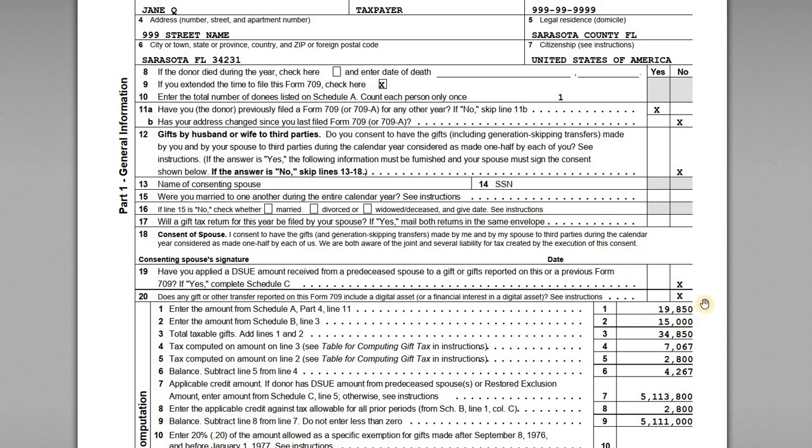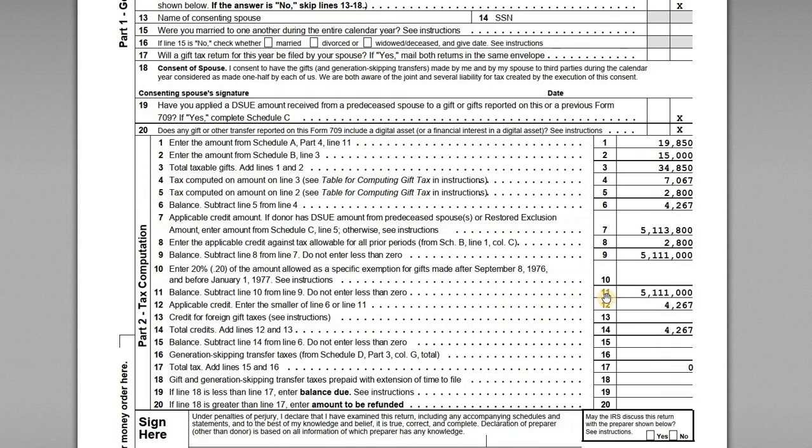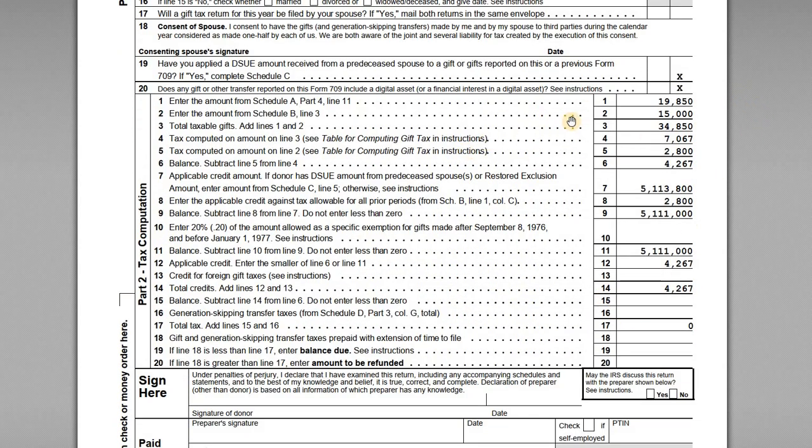So on to lines 19 and 20. We have no DSUE issues. And then line 20, we are not reporting any transfers of digital assets or financial interests in digital assets. All right, so on lines 1 and 2, we have to look at Schedules A and B and pull through the current year taxable gifts and then those prior year amounts.